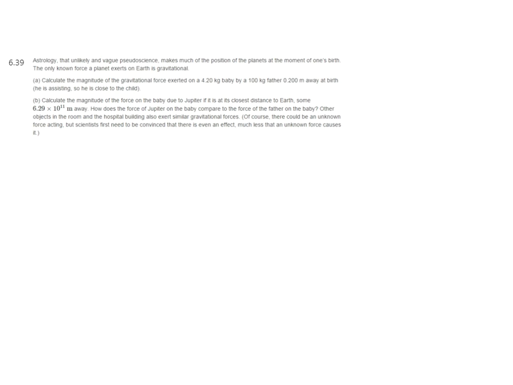Let's just do a couple applications of this then. So I should have actually made this print a little bit larger. It says, astrology, that unlikely and vague pseudoscience, makes much of the position of the planets at the moment of one's birth. The only known force a planet exerts on the Earth is gravitational. Well, we just said earlier that all objects produce a gravitational pull on all other objects.